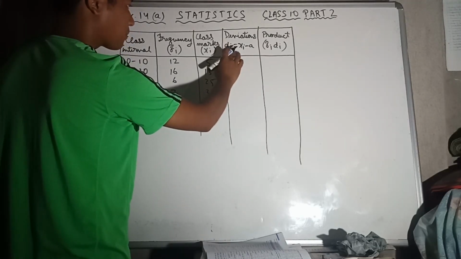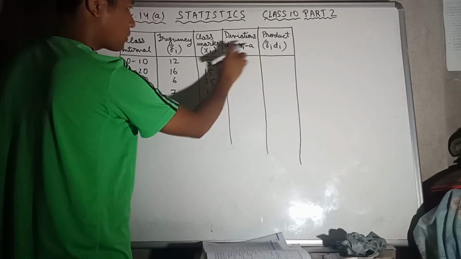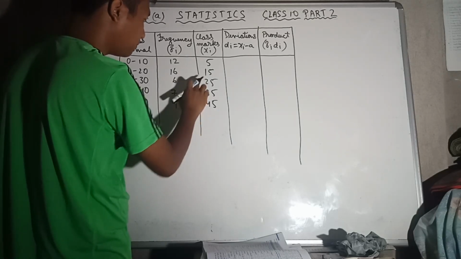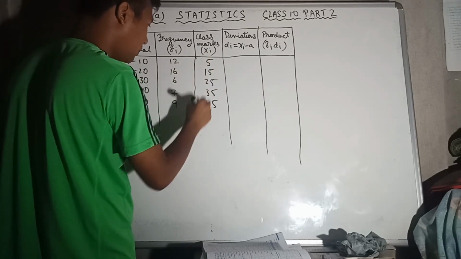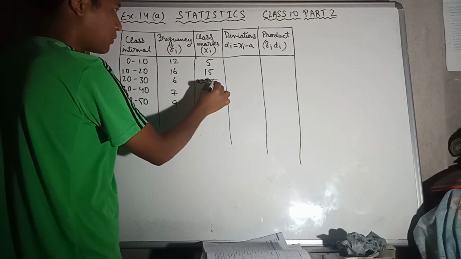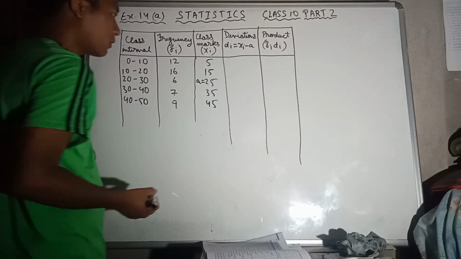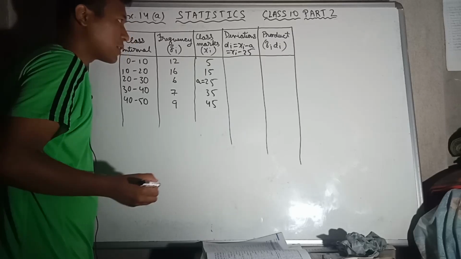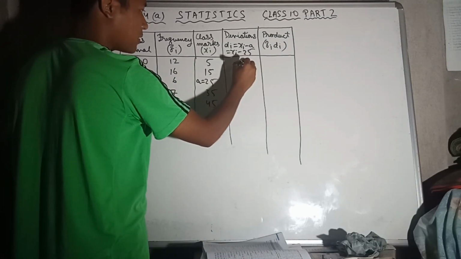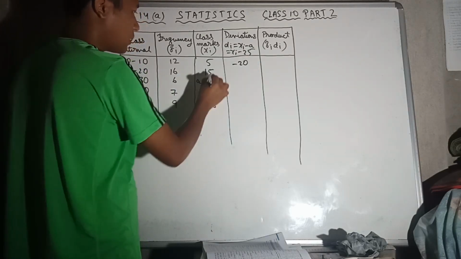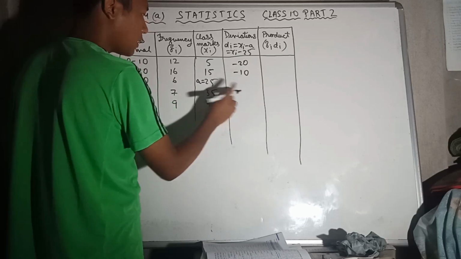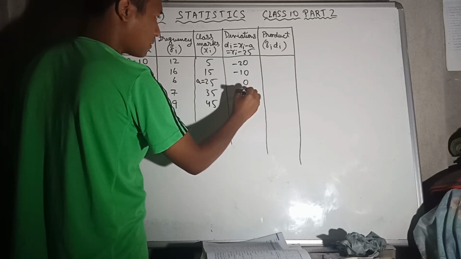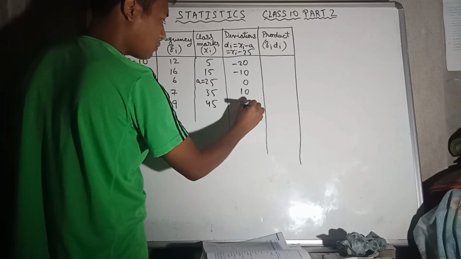Then the deviation is xi minus a. Here xi is the class mark and a is the assumed mean, which we can take as 25. So a equal to 25. Then xi minus a: 5 minus 25 is minus 20, 15 minus 25 is minus 10, 25 minus 25 is 0, 35 minus 25 is 10, and 45 minus 25 is 20.